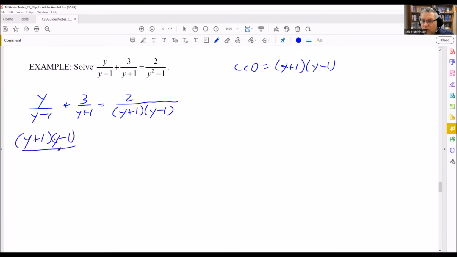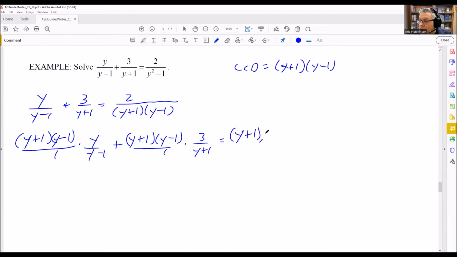We'll put that times the first fraction, y over y minus 1. Then we have y plus 1, y minus 1 over 1 times 3 over y plus 1. And then we'll do the same thing over here. So now we've put that in front of all these fractions, we can now start canceling.